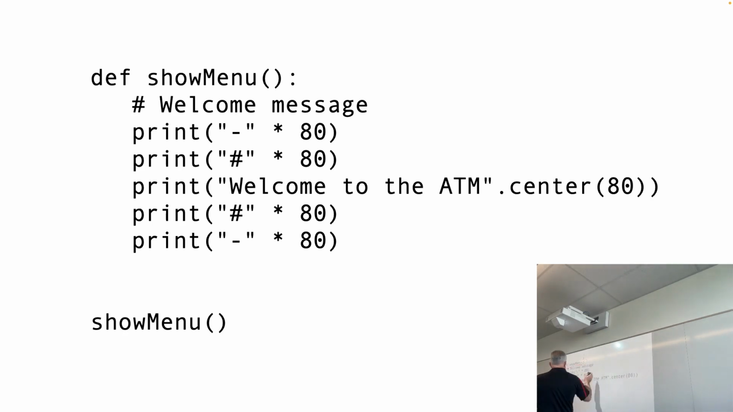And the reason that we have to have those parentheses there is because if we just have show menu with no parentheses, it's going to look for a variable called show menu. The parentheses are how we tell Python that we want it to execute a function called show menu. Okay? So that's why they're there even when they're empty.